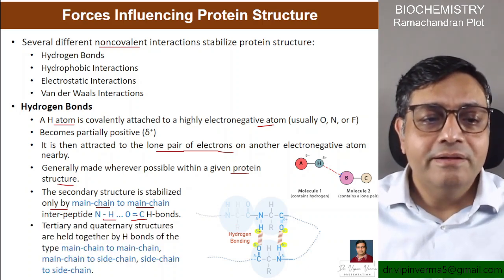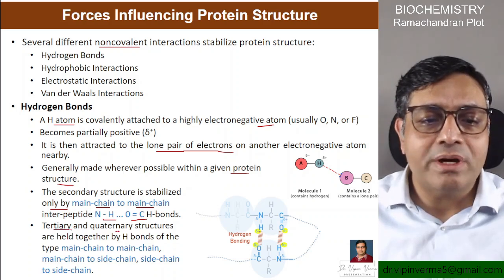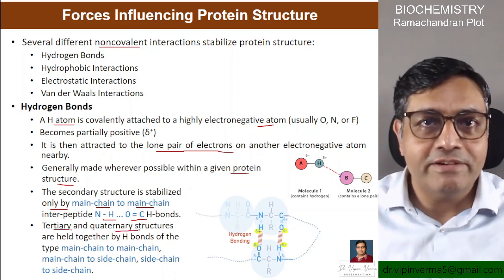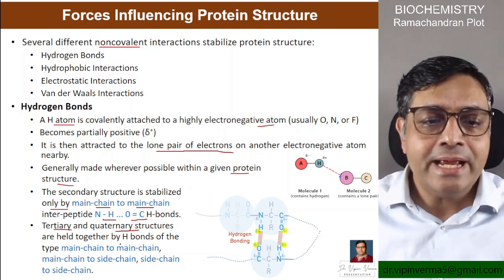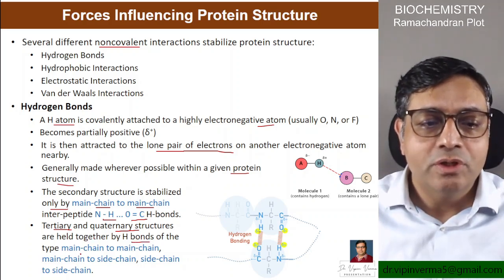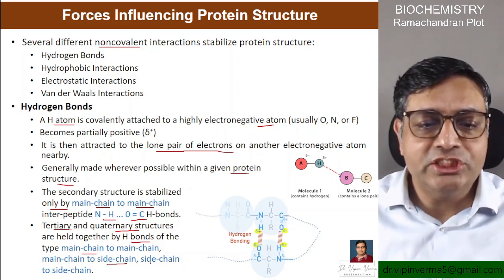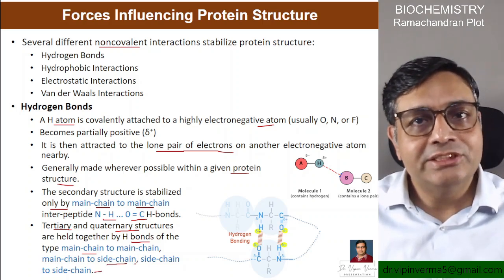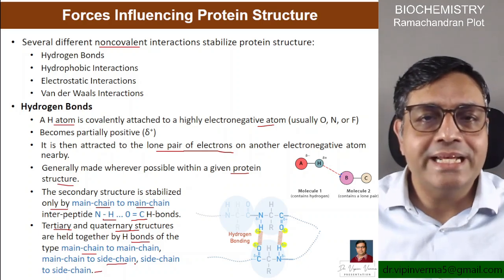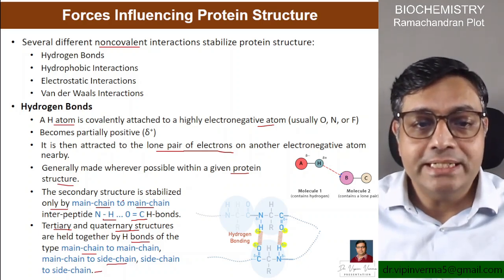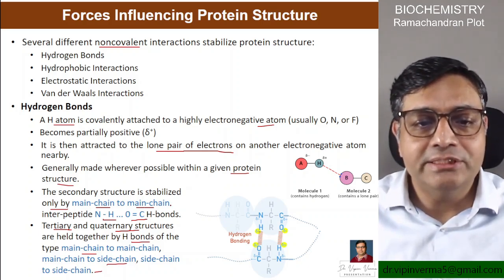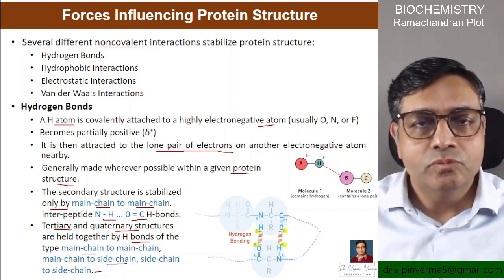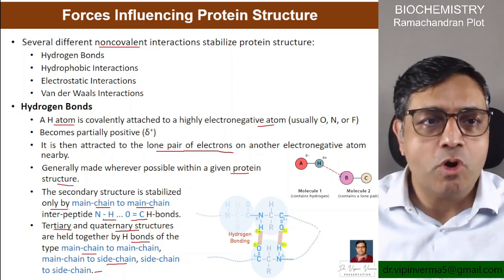But when we talk about the tertiary and quaternary structures, which are higher level structures, then they are held together by hydrogen bonds of the type main chain to side chain, and side chain to side chain. So they can form almost in any configuration. But for secondary structure, it is only by the main chain to main chain. Okay, so this was about the hydrogen bonds.